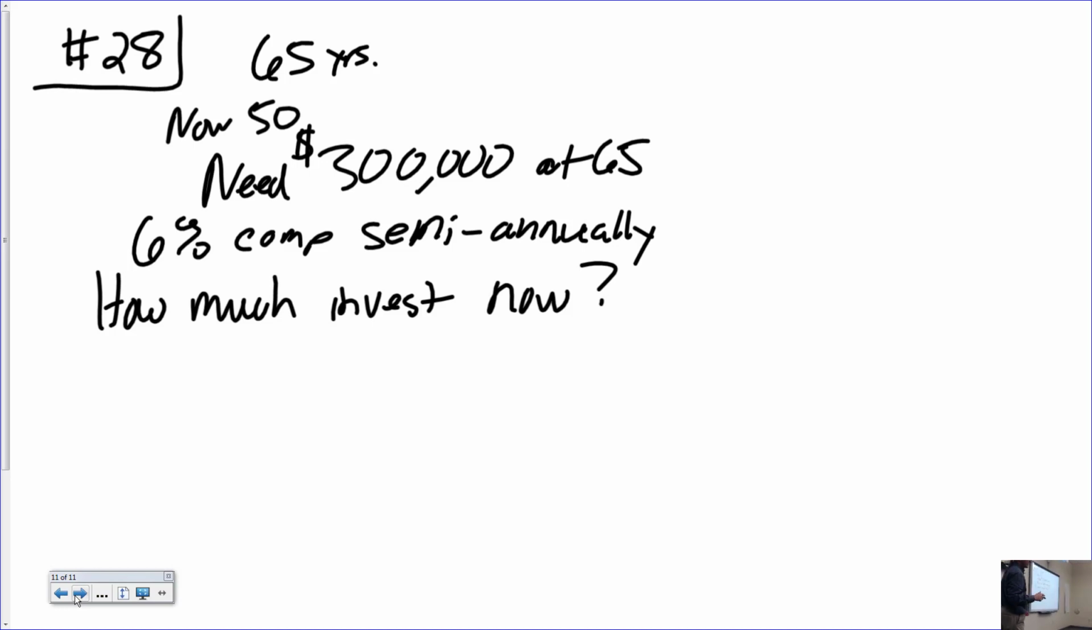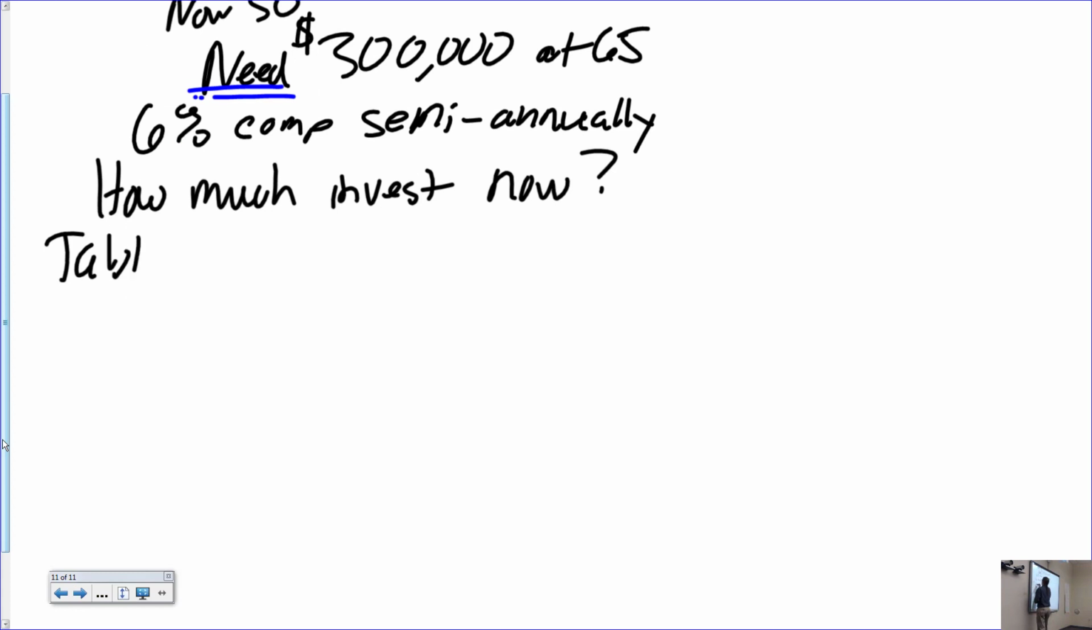Alright, so which type of problem is this, folks? Backwards, right? Because we need $300,000 at 65. This is one of those classic words, folks, that tells you you're doing a backwards problem, okay? Need and having a goal. Those are classic words to say, do the backwards version of the problem, okay?